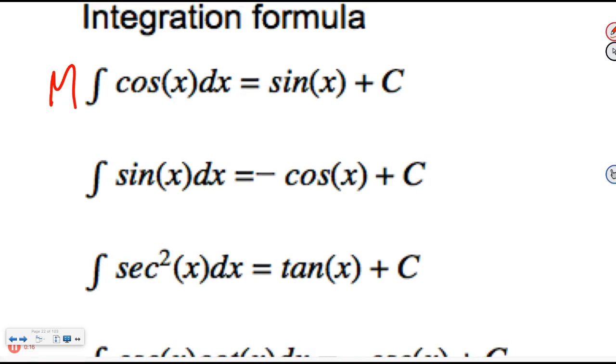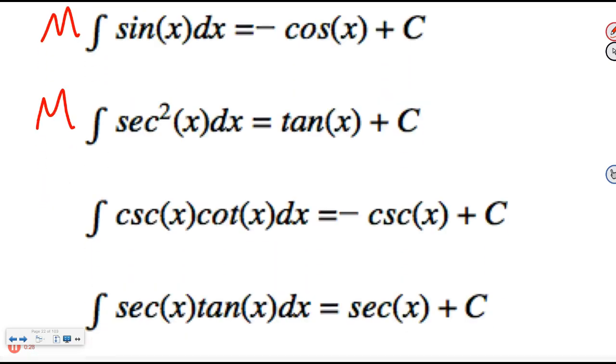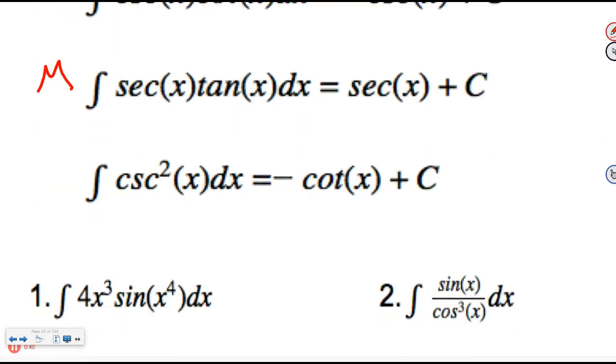That guy, for sure. All right, this one for sure. This one's a memory for sure. And then this one's not because it's a co-function. So it might pop up on a worksheet here and there, but definitely not on a test, 100% not on the AP test. This one needs to be memorized, and this one's not.